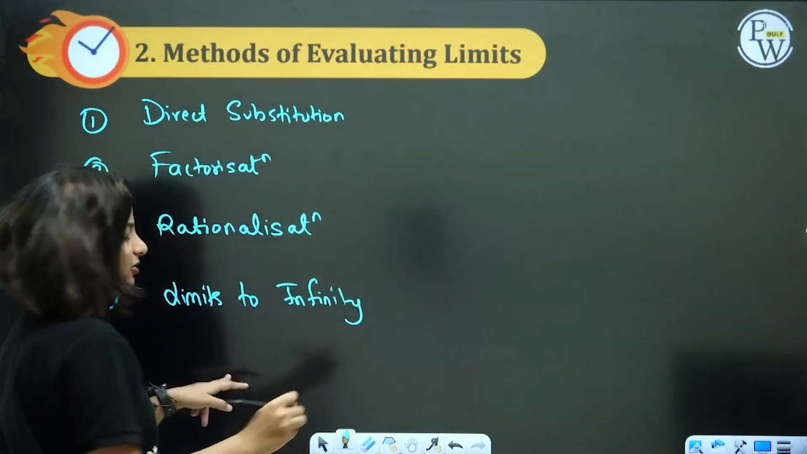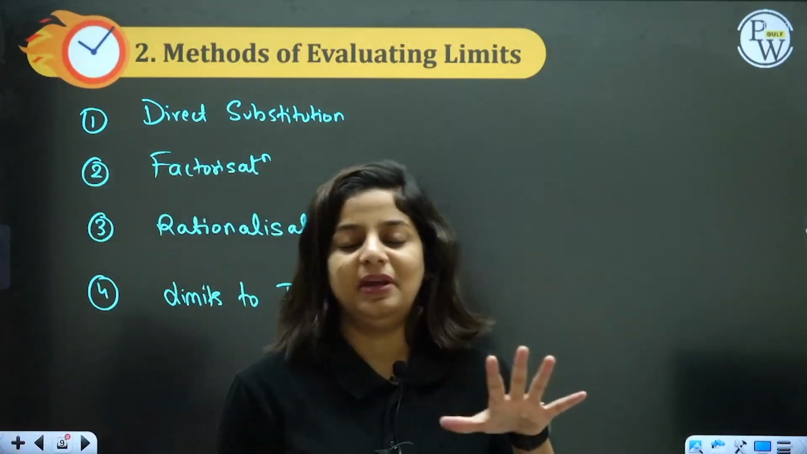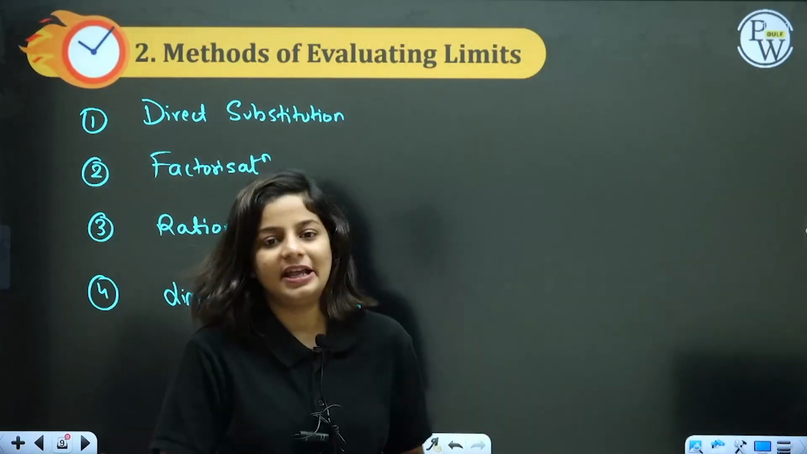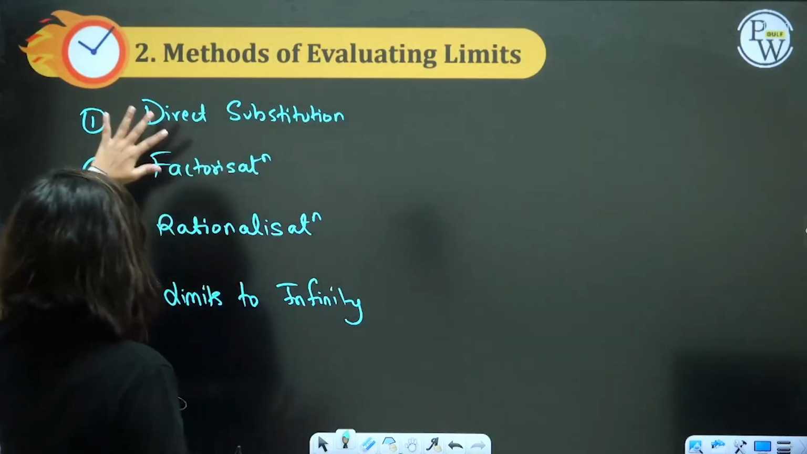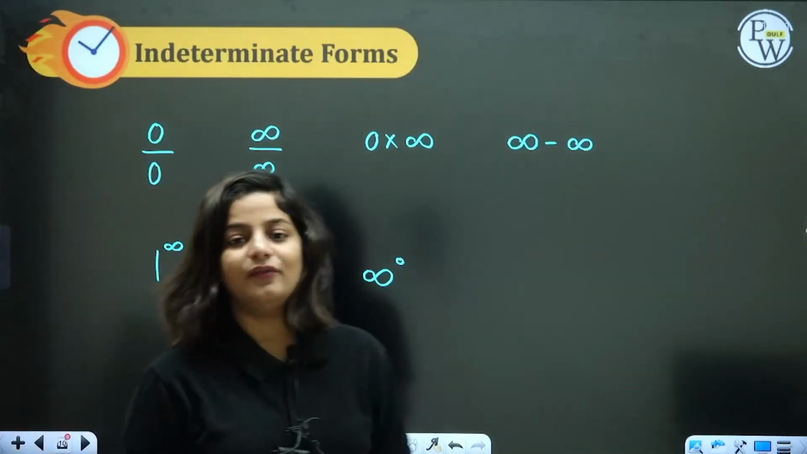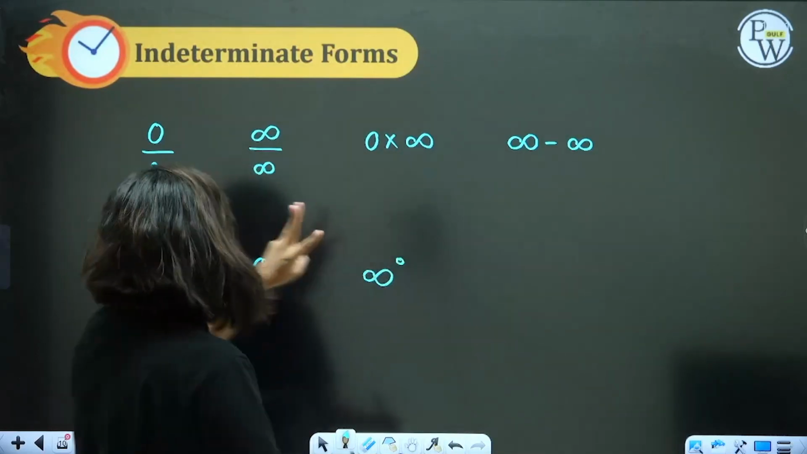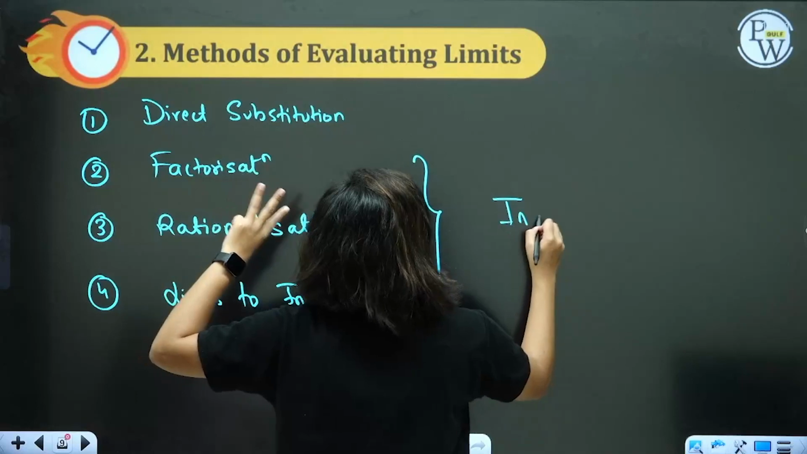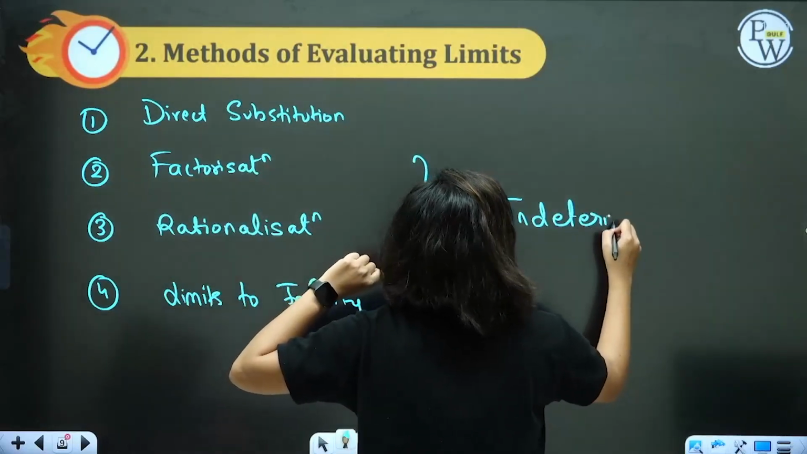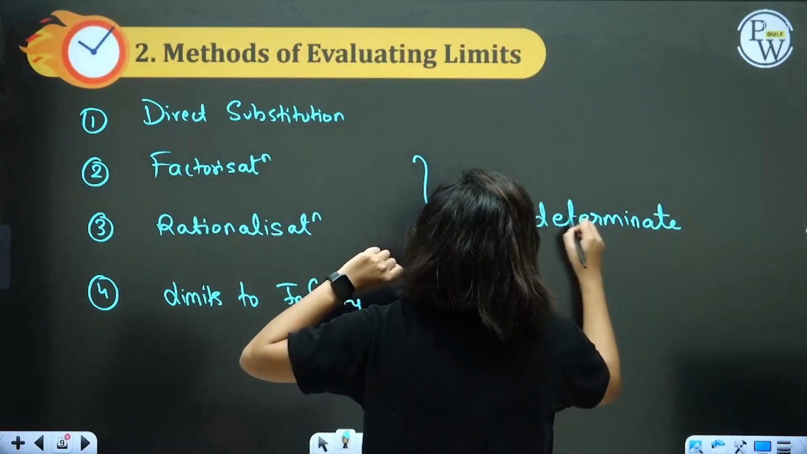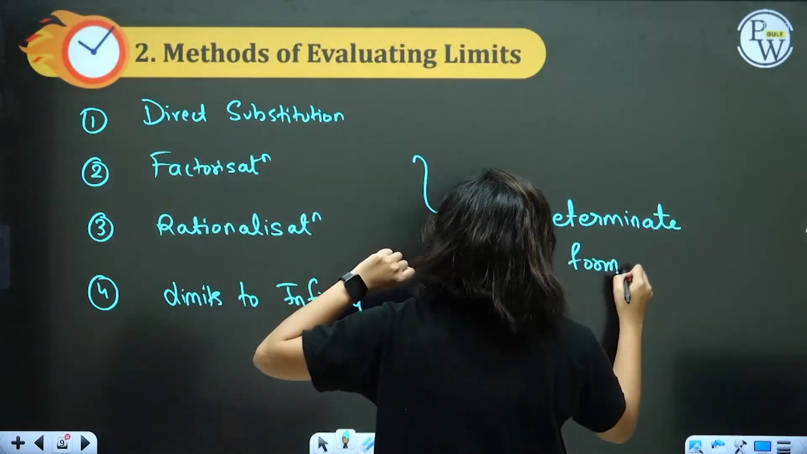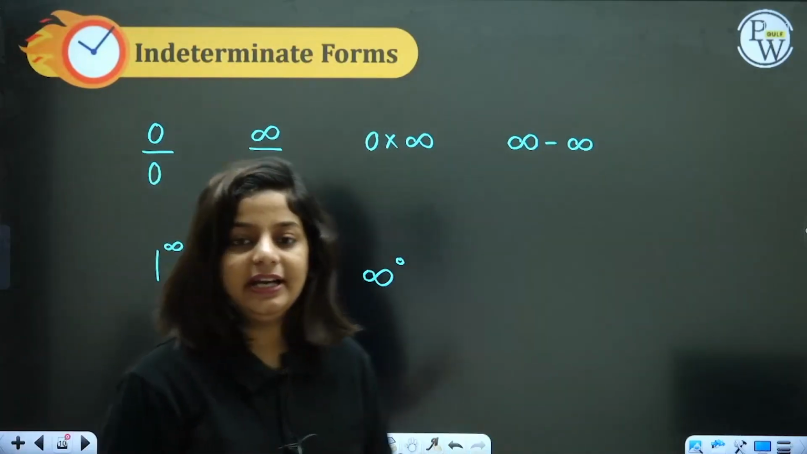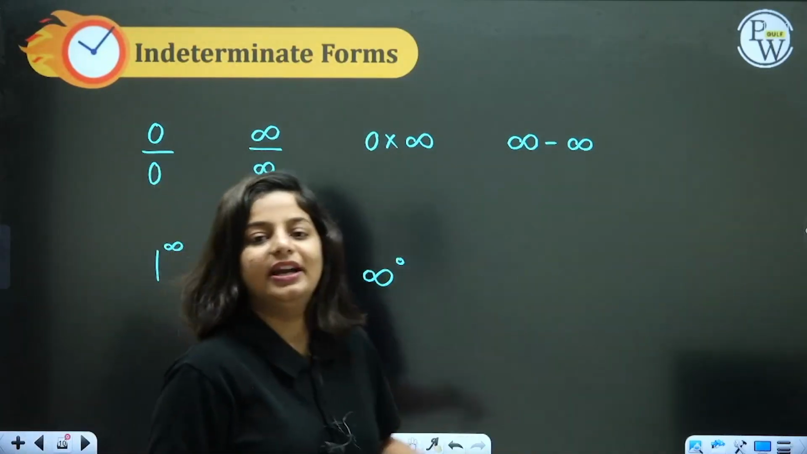And then a fifth method or sixth method can be written down. The fifth method is standard limits, that means using formulas. The sixth method is trigonometric limits, again using formulas. So we will study these methods one by one. The second, third and fourth methods are used whenever you have indeterminate forms. That means you substitute the limit, but the answer is indeterminate.